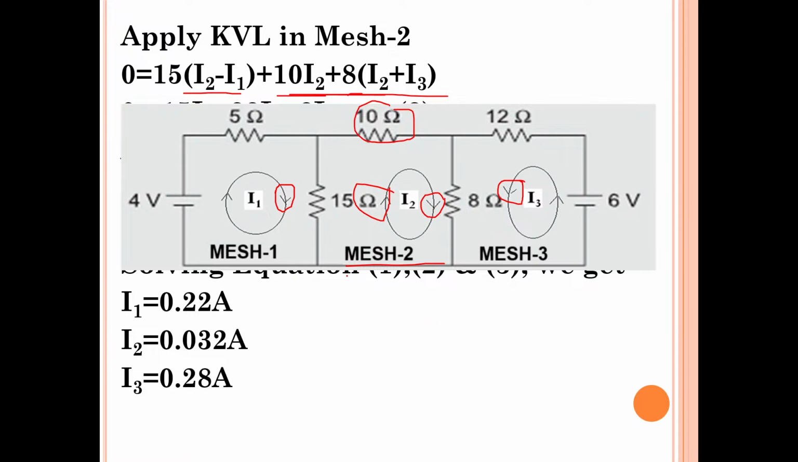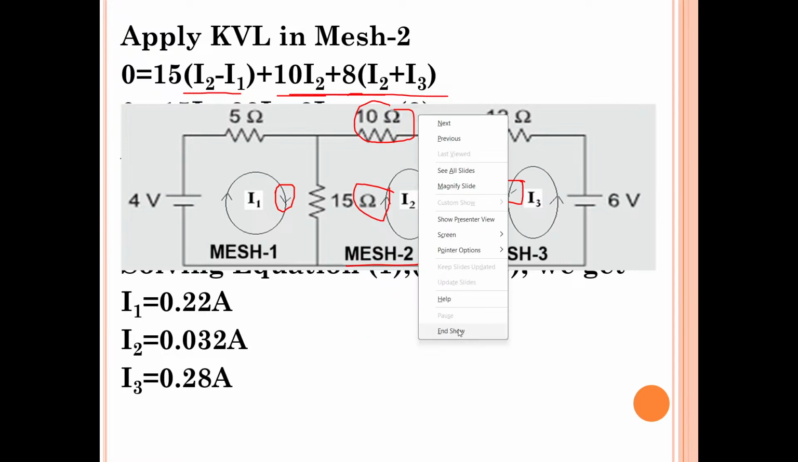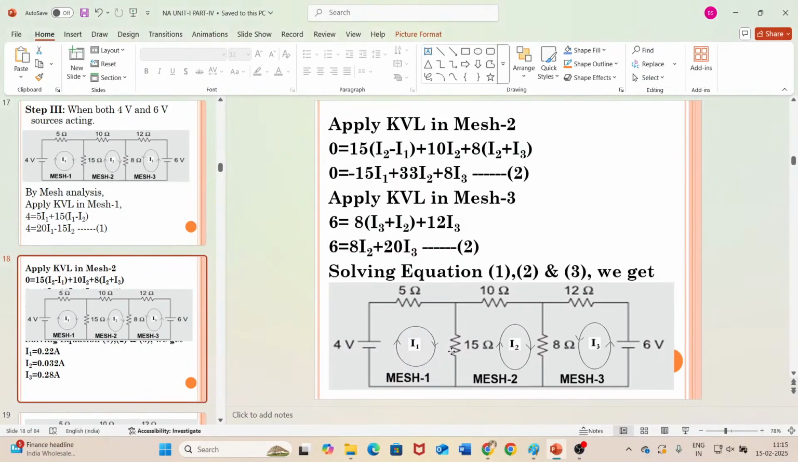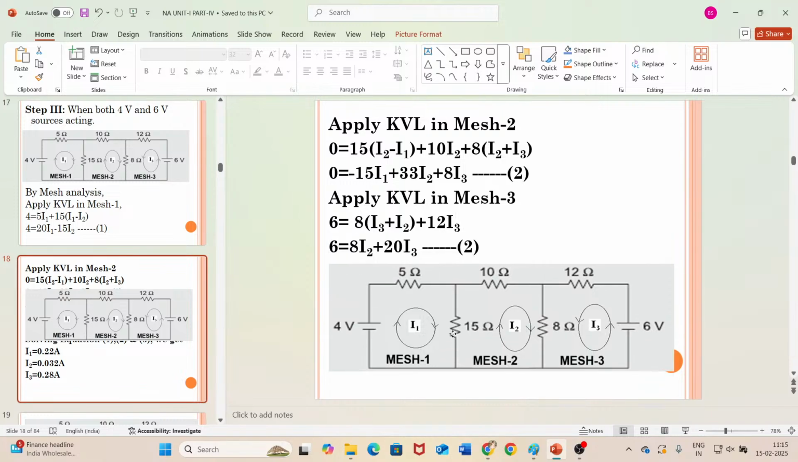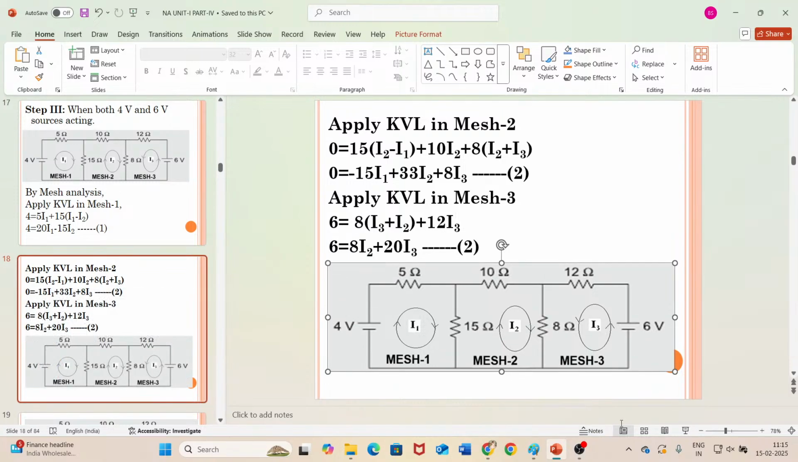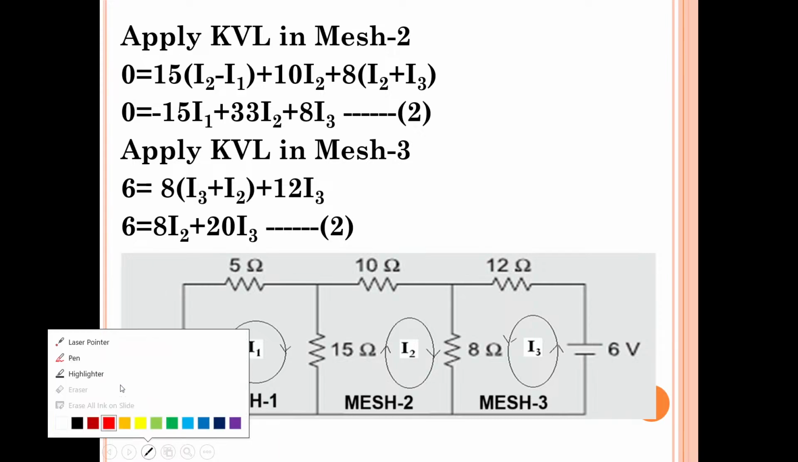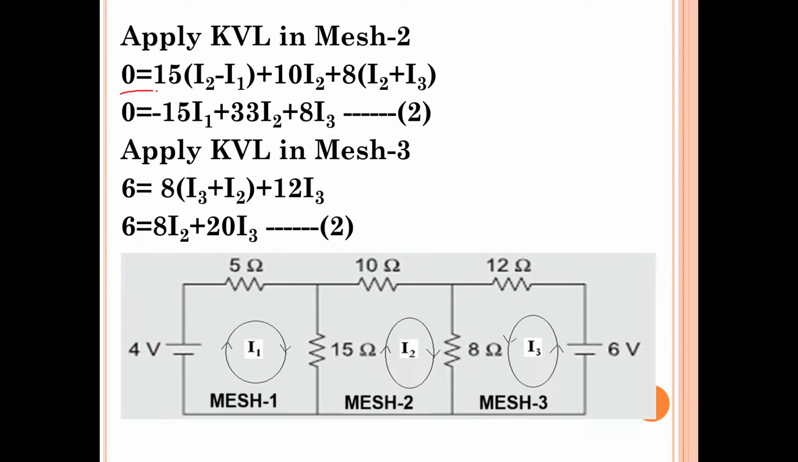This is the equation. Now expand it. 0 equals 15 into I2 minus I1, plus 10 into I2, plus 8 into I2 plus I3. If you expand and simplify it, you will get 0 is equal to minus 15 I1 plus 33 I2 plus 8 I3.